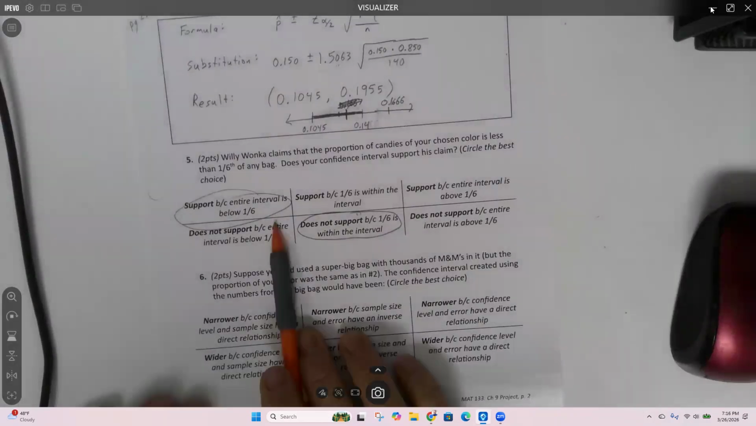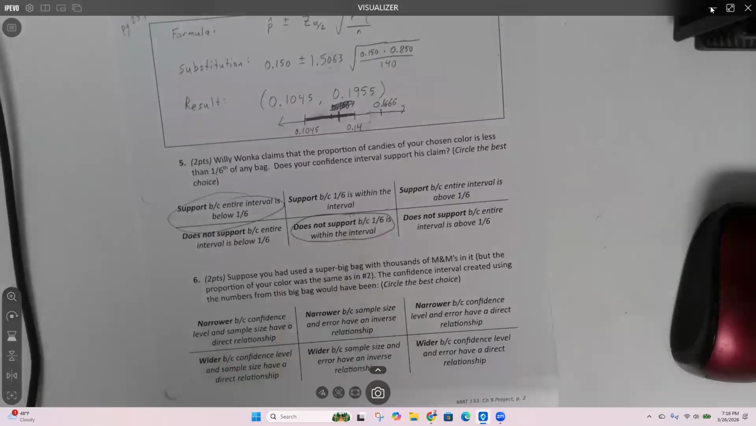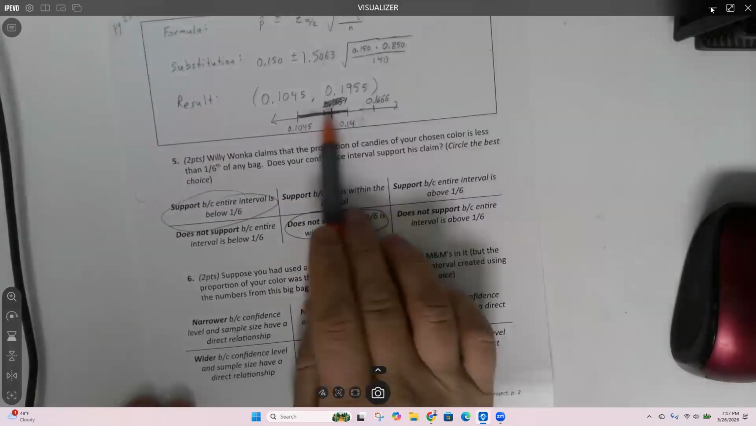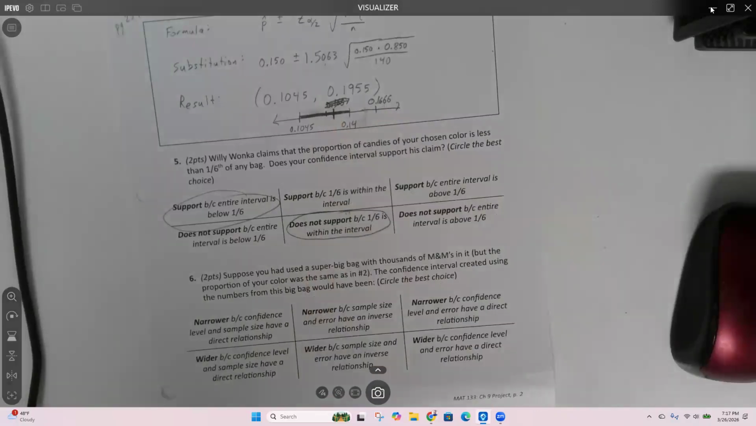So for you guys, I'm curious, did anybody get support or not support? What did you get? Support or not support? I got some supports. I got a not support. Got a support. Yeah, so Mike had 500 in his sample size. He had a huge bag. So his data is going to be super accurate. So that means that his confidence interval is going to be very near 1/6.